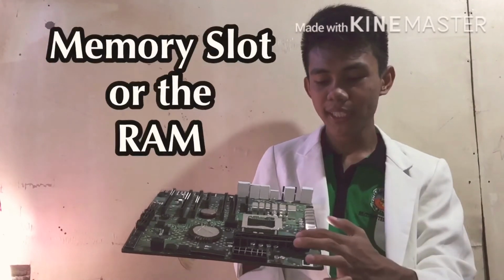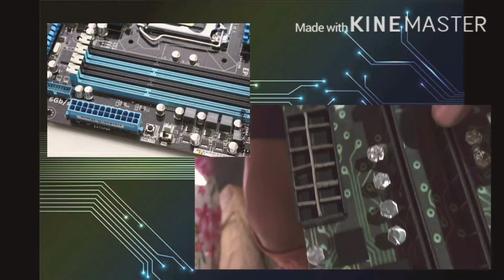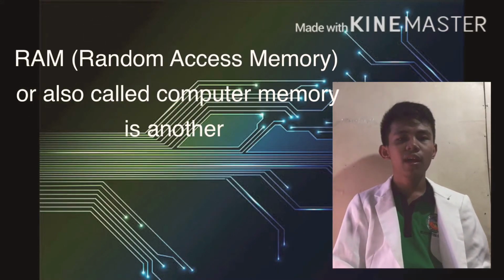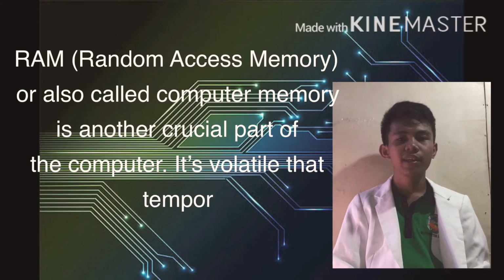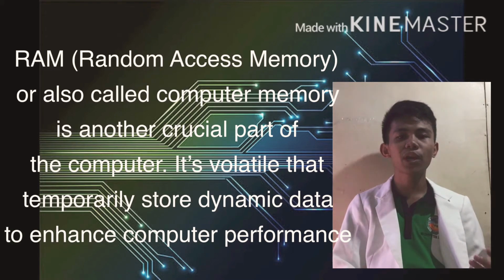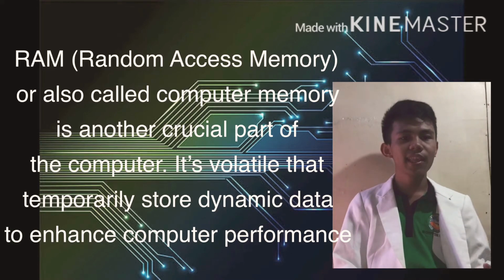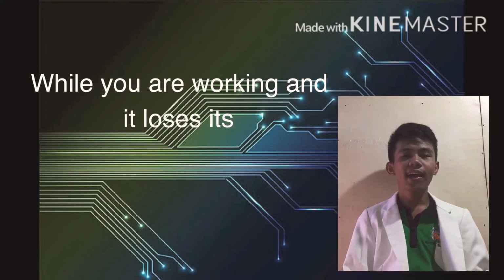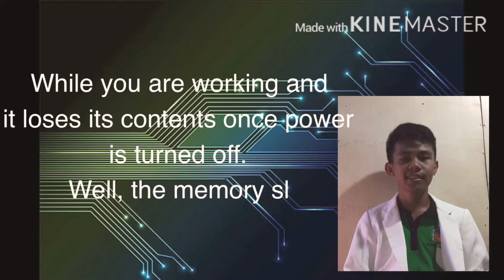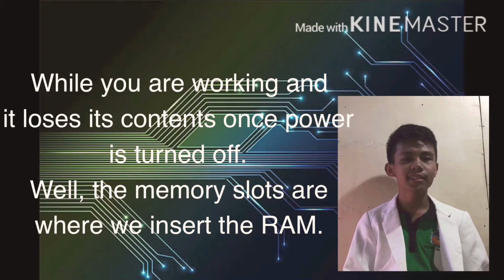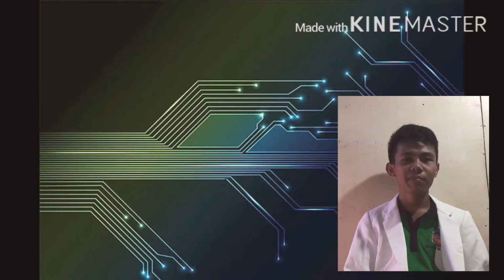Second is the memory slot, or what we call the RAM slot. RAM, or random access memory, also called computer memory, is another crucial part of a computer. It's volatile, temporarily storing dynamic data to enhance computer performance while you are working, and it loses its contents once power is turned off. The memory slots are where we insert the RAM.